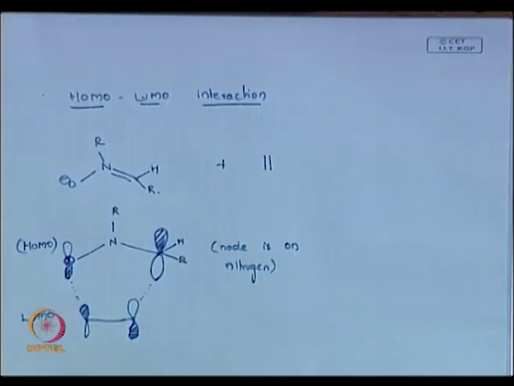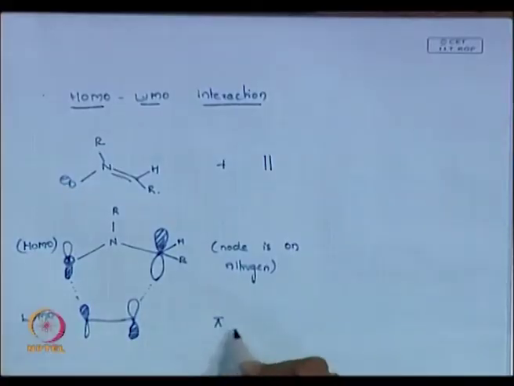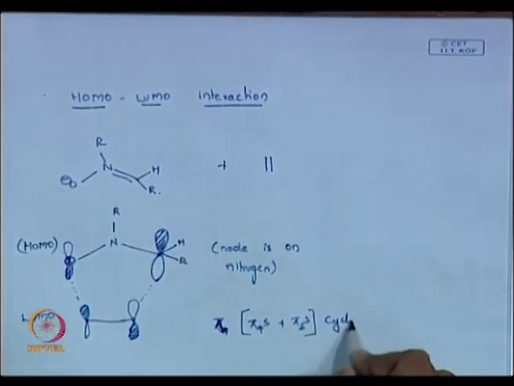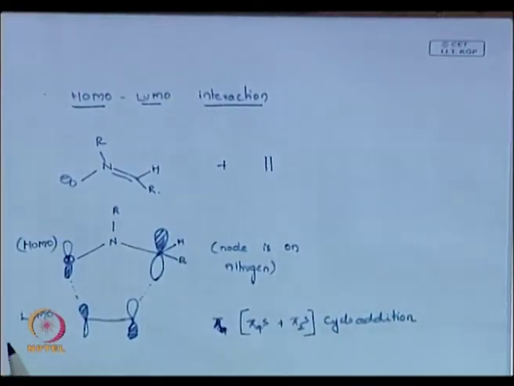We said the Diels-Alder reaction is represented as pi 4s plus pi 2s. But when you talk about the Ene reaction, it is more like pi 2s plus sigma 2s, because in the Ene reaction you are talking about one sigma bond. If you want to talk about 1,3-dipolar addition, it is similar to your Diels-Alder, so it is pi 4s plus pi 2s cycloaddition. So, it is suprafacially allowed.